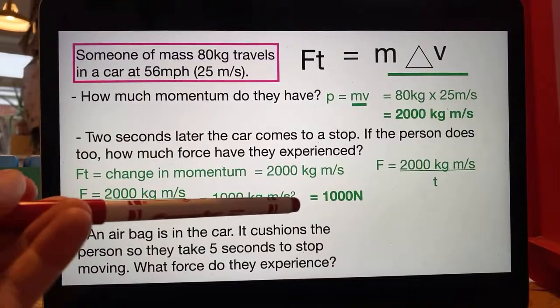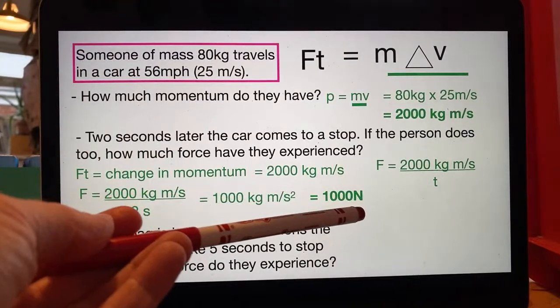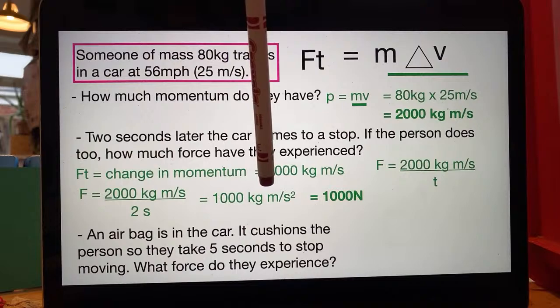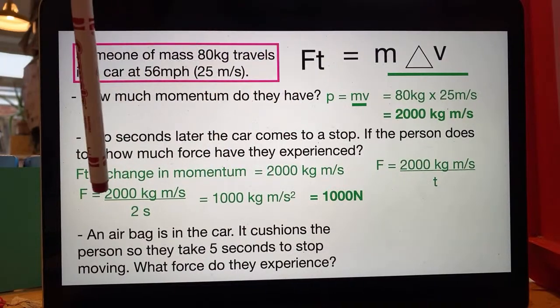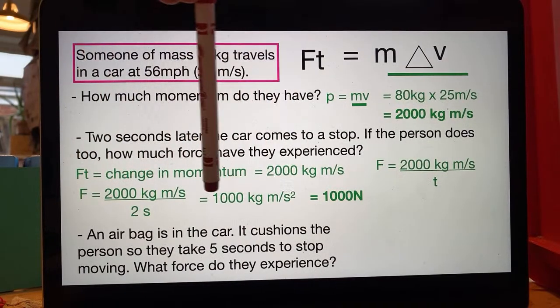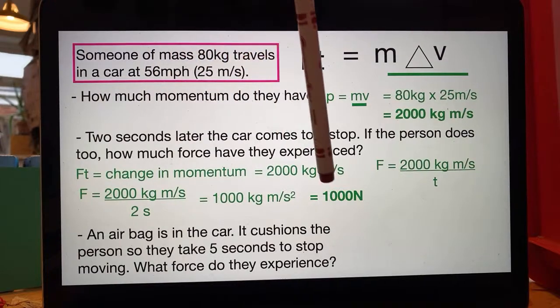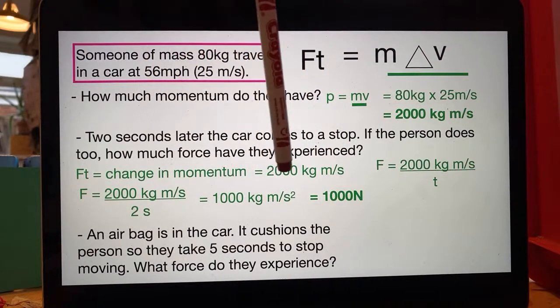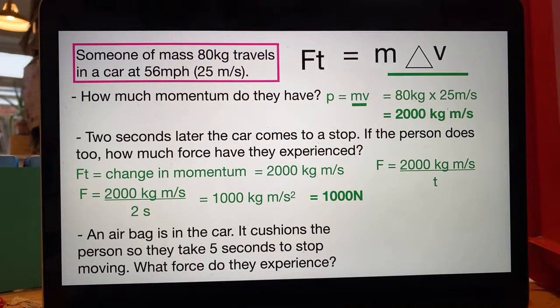This is why I did that thing in the beginning where I showed you that newtons can also be expressed as kilogram meters per second squared, because you might look at that and think, oh no, I've definitely done something horribly wrong. But no, you haven't, it's fine. Kilogram meters per second squared is just the same as newtons.